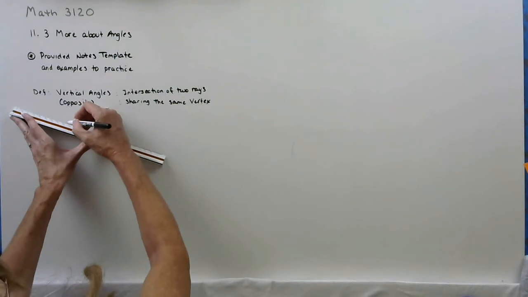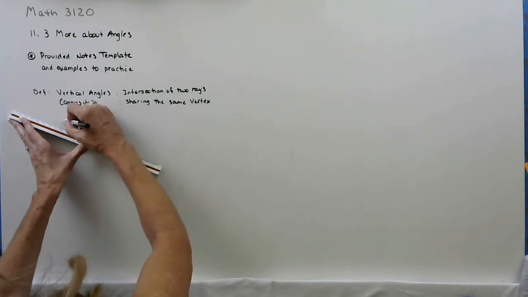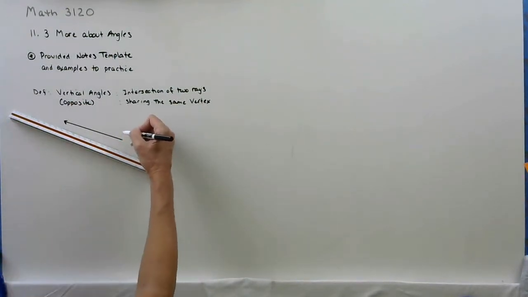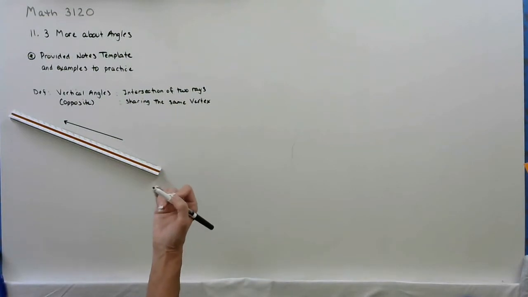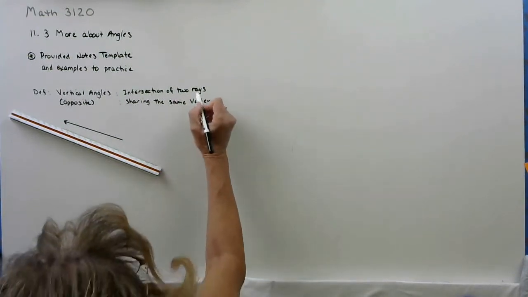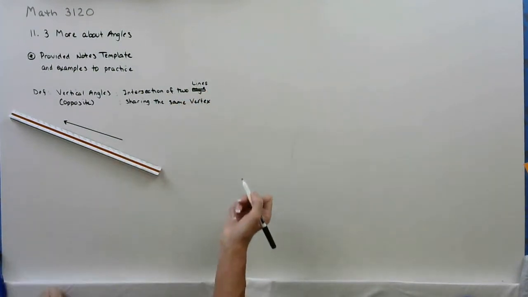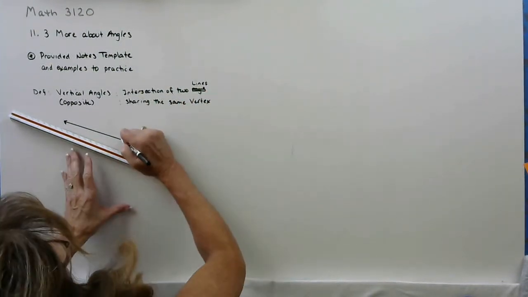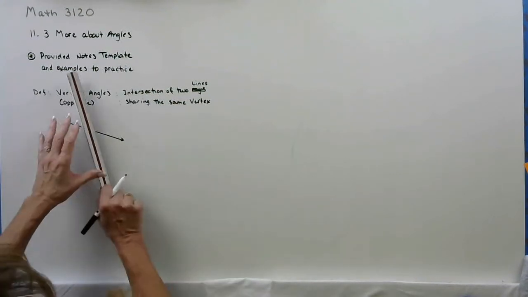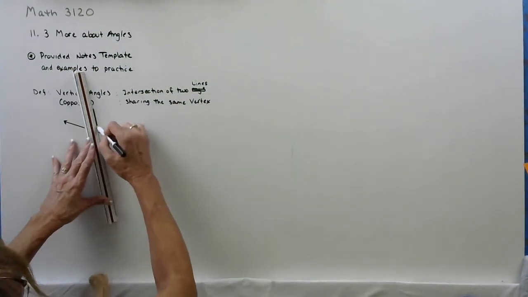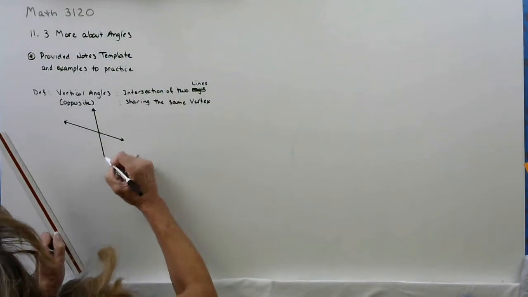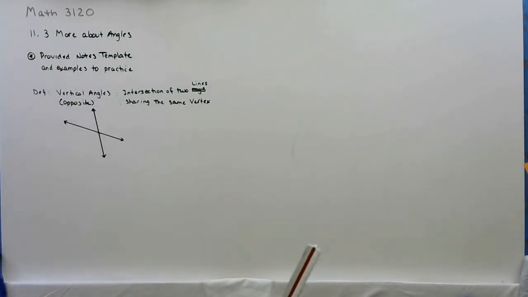So I am going to create two rays. No, the intersection of two, I apologize, lines sharing the same vertex. Okay. So here's one line, here's another line. So those clearly intersect at one point. So these are, okay, coplanar.